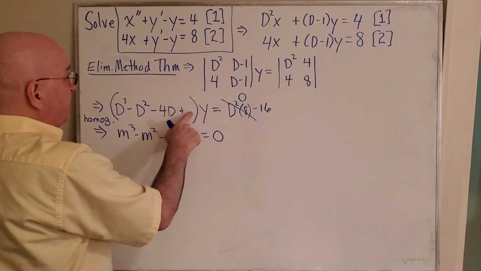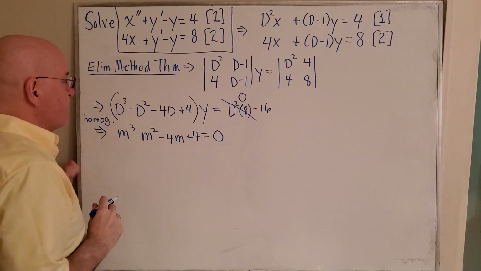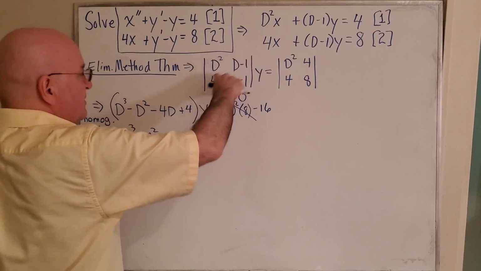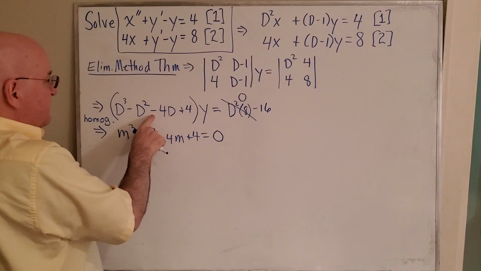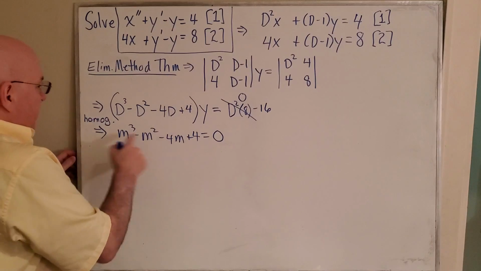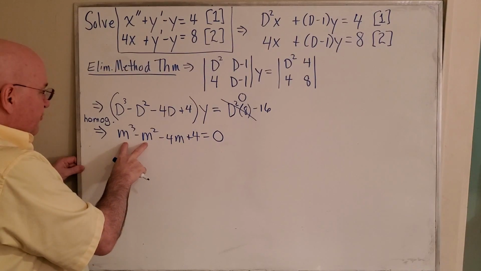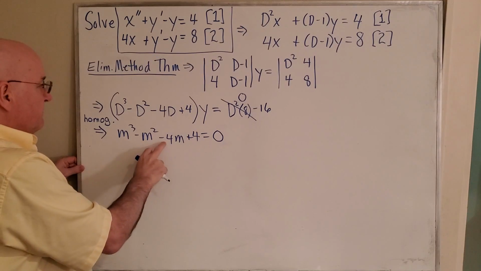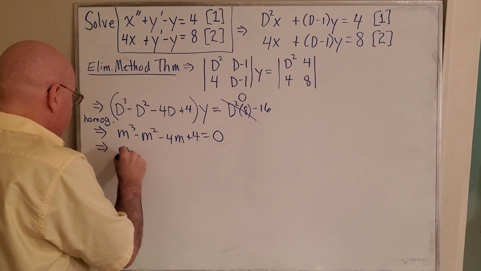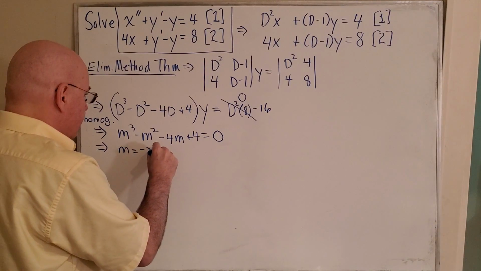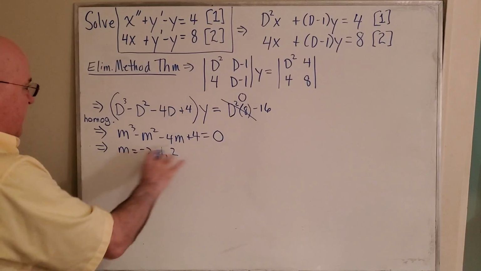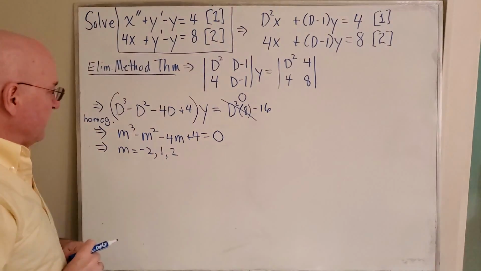What did I get wrong? This was a 4 and this is a 4. So I did the d squared times d minus 1 minus, this was 4d minus 4, but there was a minus sign in front of it, so it becomes minus 4d plus 4. Okay, this is easy to factor. Factor by grouping, you'd have m squared times m minus 1 minus 4 times m minus 1. And that would give us m equal negative 2, 1, and 2.